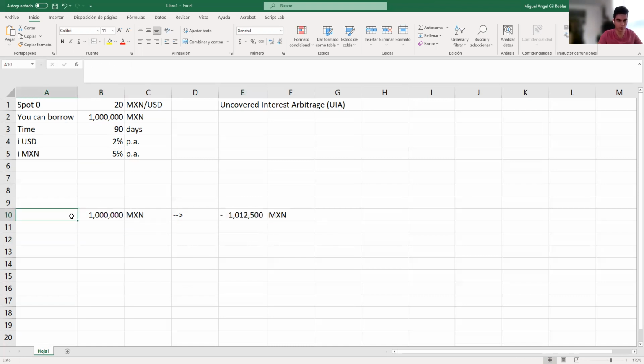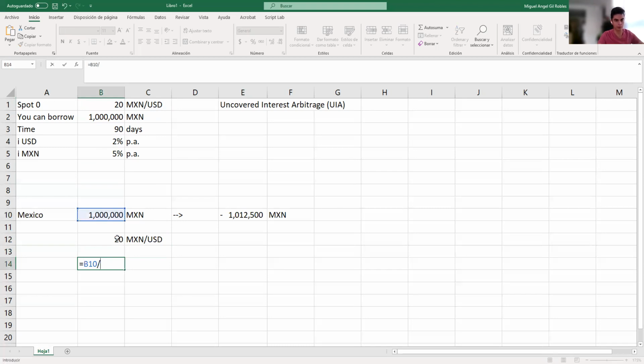In the local country. So this happens in Mexico. I need to do the simulation of what will happen if I invest in the US. So I need to convert my pesos to dollars. I will use the spot rate at time 0. This is pesos over dollar. So to convert from pesos to dollars, I need to divide, right? I hope you remember this. So I have in the end $50,000.